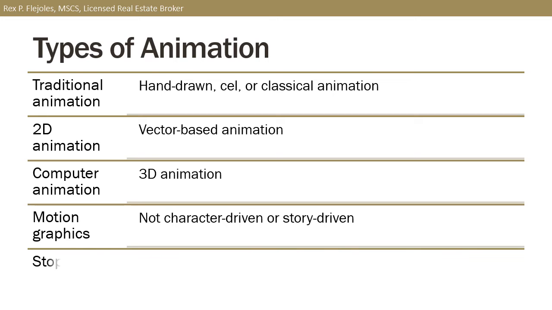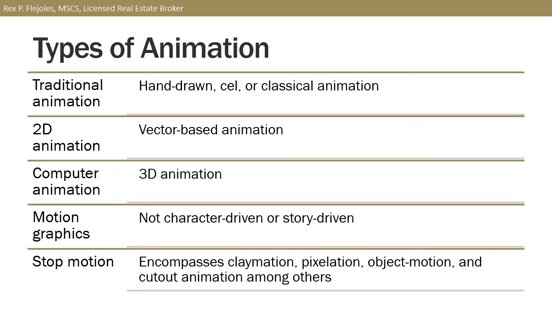The last one is stop motion. This encompasses claymation, pixelation, object motion, and cut-out animation among others. It is a cinematic process used to make real-world objects appear as if they are moving.